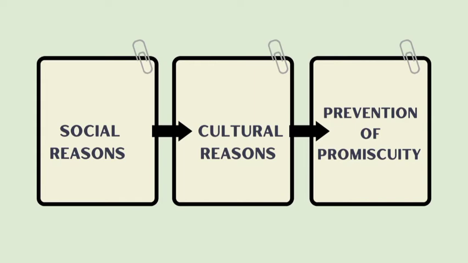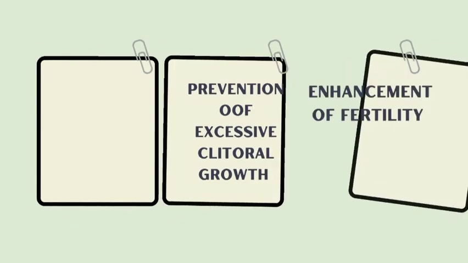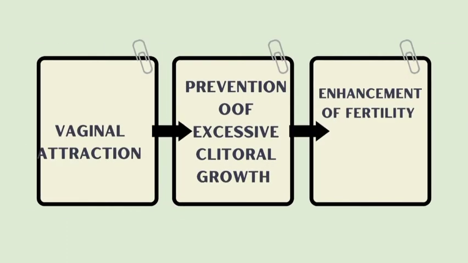Now, cultural reasons. Some cultures aim to show that the girl child has attained maturity or womanhood by circumcision. Also, to prevent promiscuity among female children. Another one is vaginal attraction. Some people also do it in pursuance of vaginal attraction.